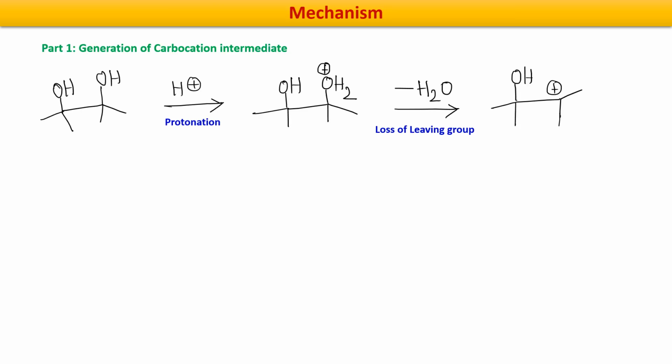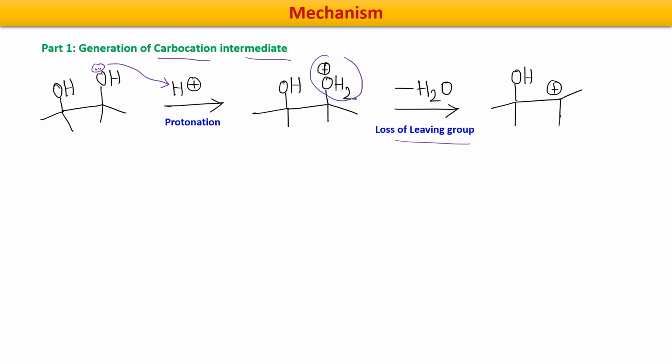In mechanism part 1, we will generate a carbocation intermediate. What is happening first? There will be protonation of one of the OH groups. This is a symmetric molecule, so we don't have to think about which OH to choose. Simply protonate it and it is converted to OH2 plus. Now it is a good leaving group, right? So this leaving group is removed and you get this carbocation. So we have already generated the carbocation intermediate.